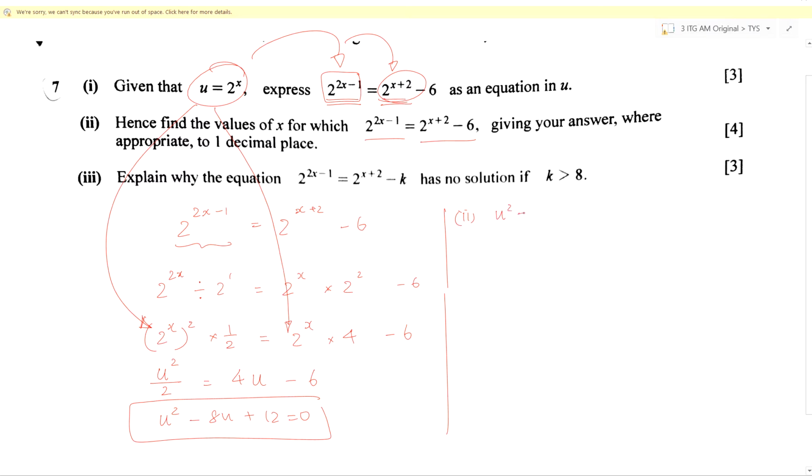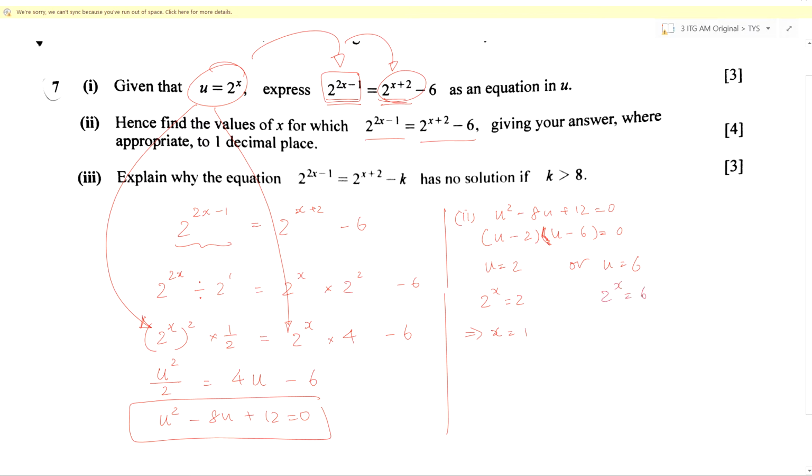To solve u squared minus 8u plus 12, we realize that this can be factorized to give us (u minus 2)(u minus 6) equals 0. So we have two options: u either equals 2 or u equals 6. So here we use the substitution back again. 2 power x equals 2, therefore x has to be equal to 1. Now on the other side, it is not as straightforward. 2 power x equals 6.